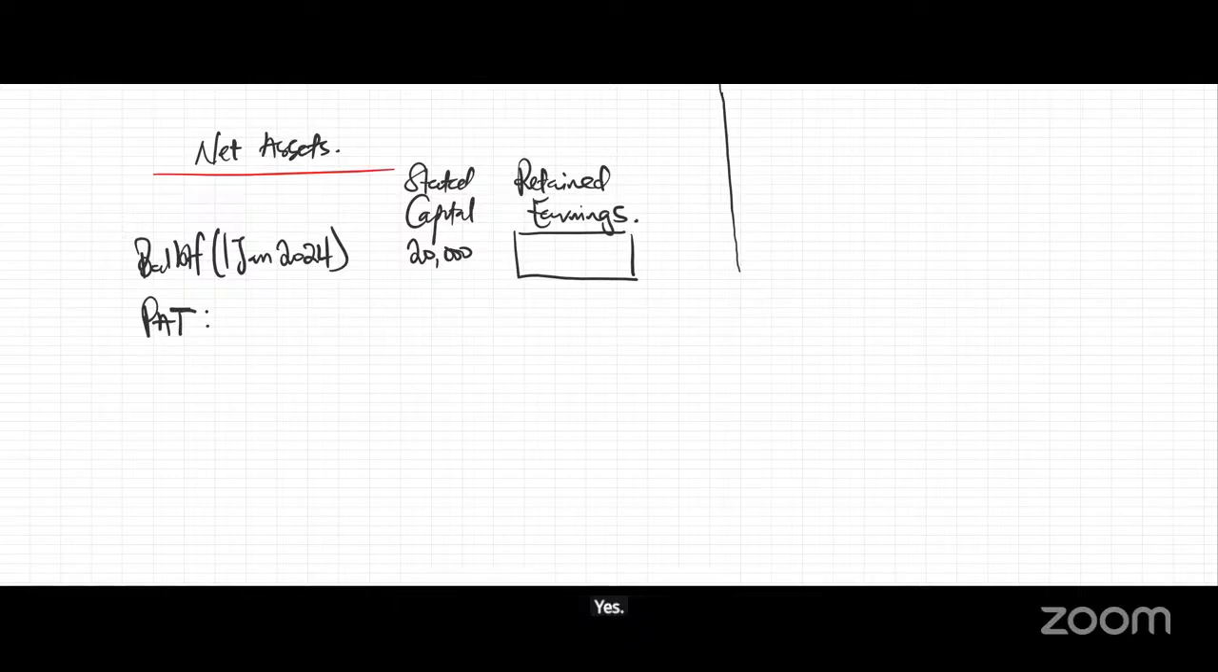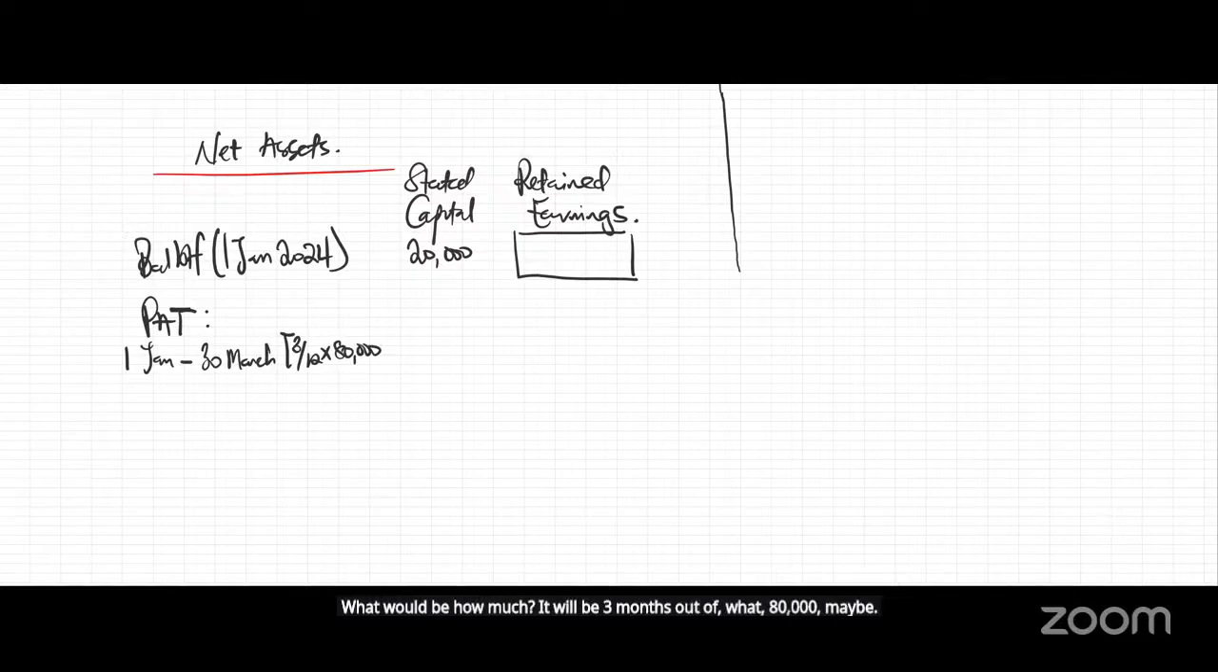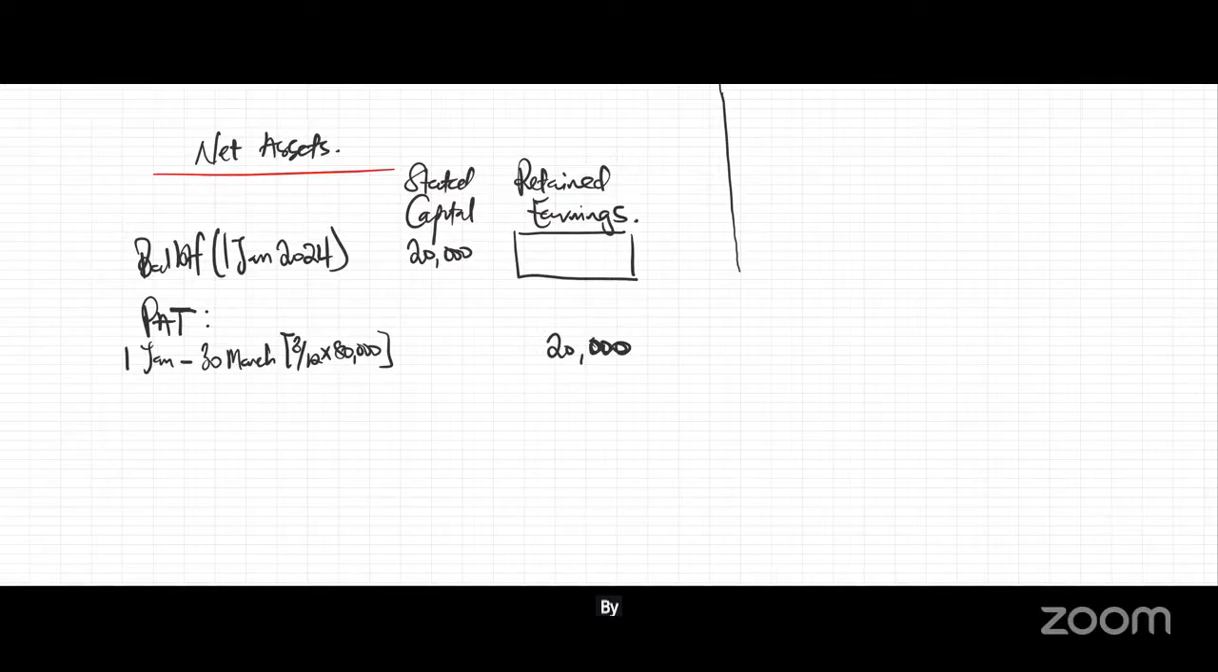Now, we know that the profit from 1st January to 30th March, true or false, will be 3 months out of what? 80,000. Which is how much? 20,000. By then, were you there? Did you know the lady? No. You didn't know her, right? Good. So at this point, we are saying that there was something plus 20,000.